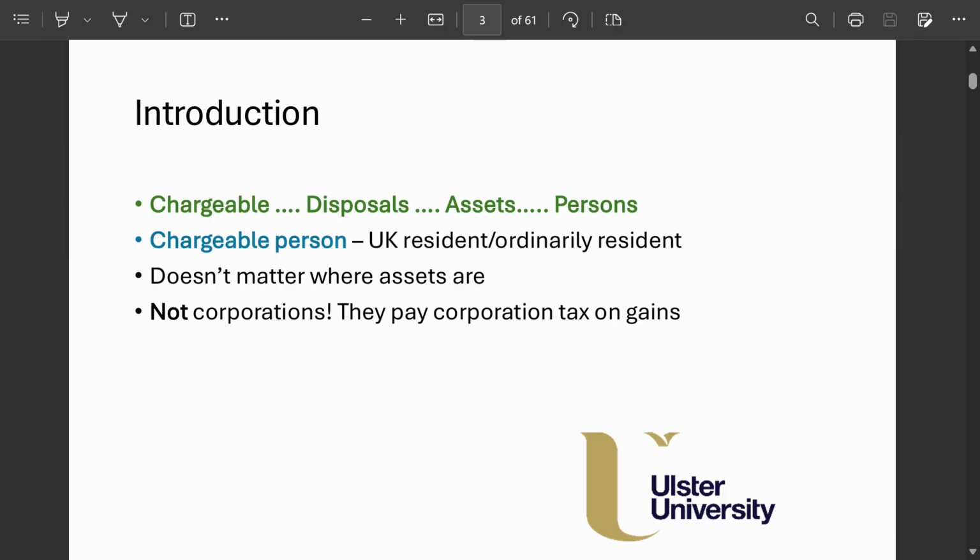So all 3 need to be satisfied. A chargeable person is someone who's resident in the UK or ordinarily resident. This is another residency test, we don't have to worry so much about the residency part of it. We just need to know that the person is resident in the UK.